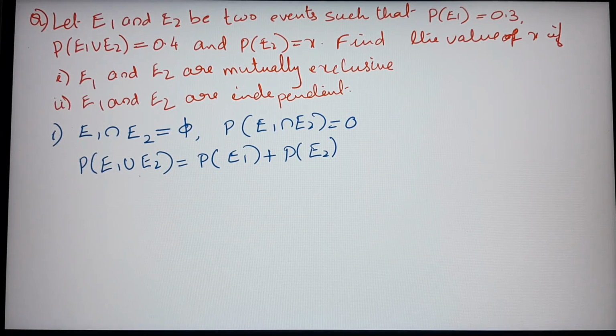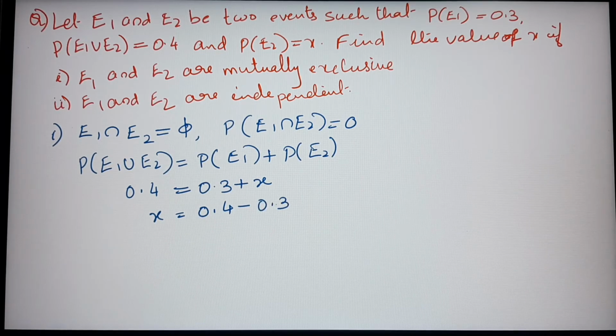So probability of E1 union E2 is given as 0.4, equal to probability of E1 which is 0.3 plus probability of E2 which is X. Therefore, X is equal to 0.4 minus 0.3 which is equal to 0.1. So, in the first part, when E1 and E2 are mutually exclusive, X is equal to 0.1.